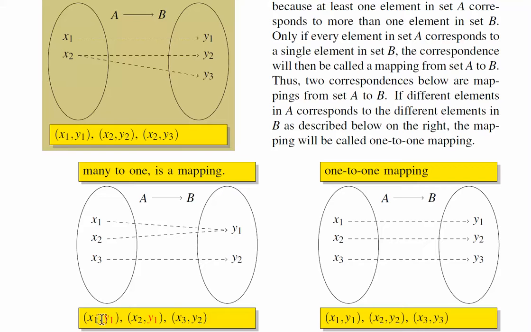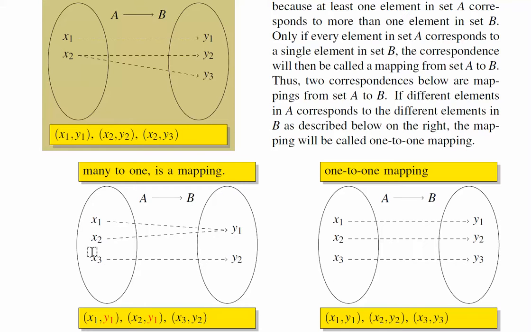So you may write in this way: x1, y1, x2, y1, and that's fine. Because the element in B, the second coordinate, is unique, corresponding to the element in A. There is a unique element in B corresponding to the element in A. So that's a different thing from the first case. Of course, this case is easy to understand. For each element in A, there is a unique element in B corresponding to it. Then you know for mapping, those two cases are mappings.